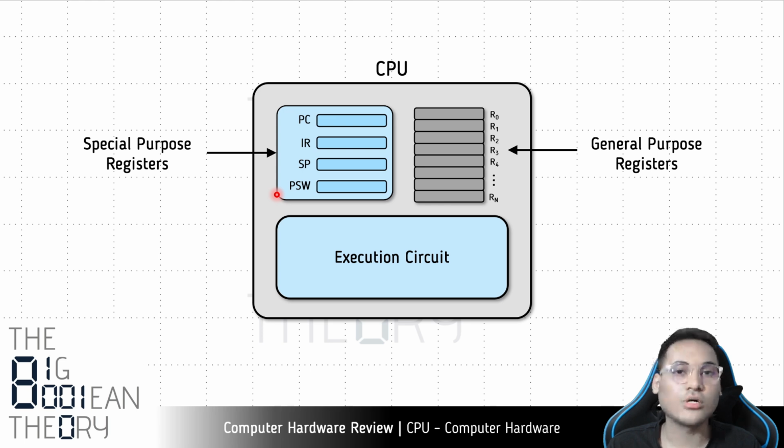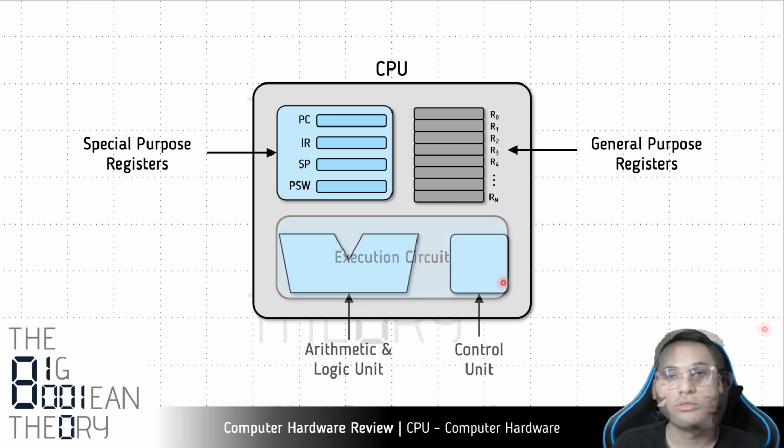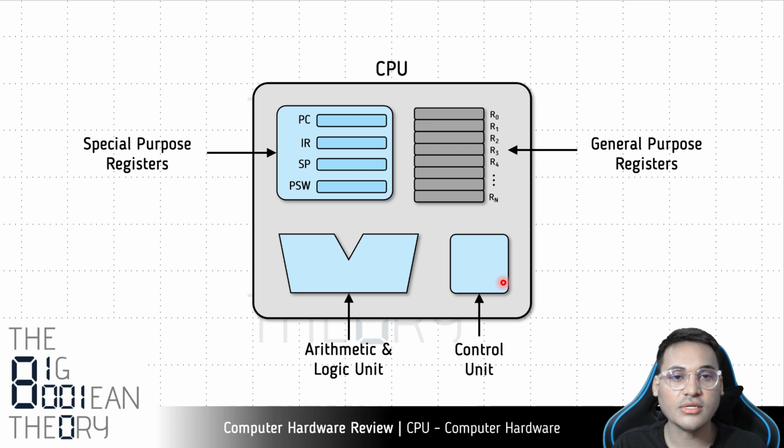Now let us talk about the execution circuit. As I said, the CPU is an electronic chip, and all the circuitry, if you take out the storage and the registers, all that circuitry that is left, I have clubbed into the execution circuit.